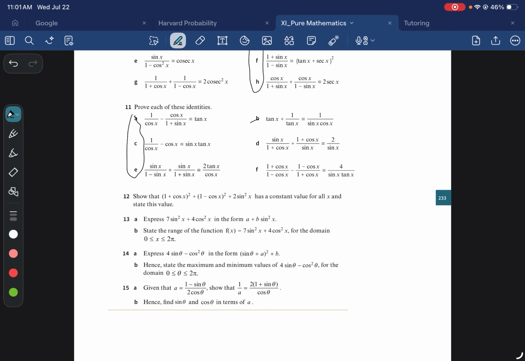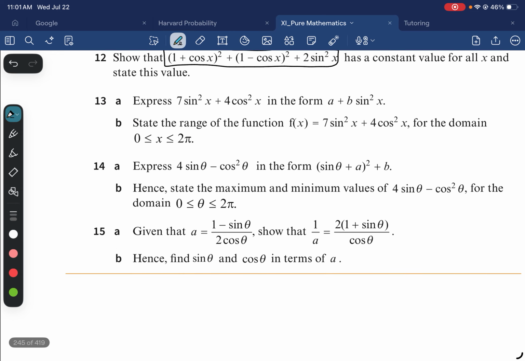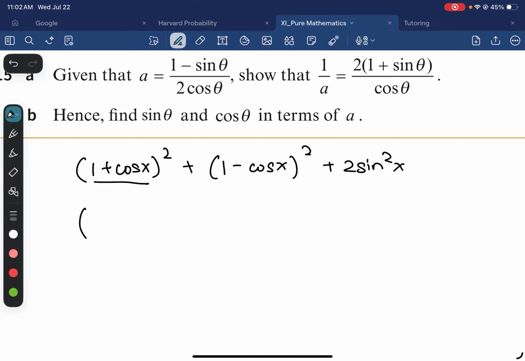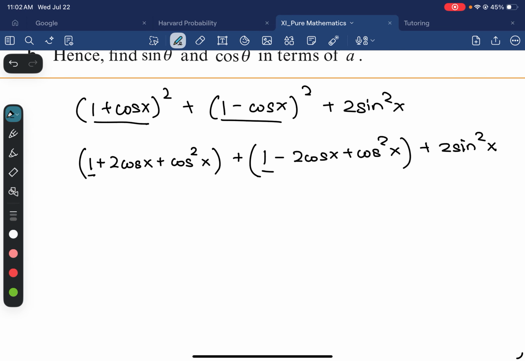All right, so question 12. It says, show that this expression has a constant value for all x and state this value. All right, so we have (1 plus cos x) squared plus (1 minus cos x) squared plus 2 sine squared x. All right, so this term, when I expand it out, I am going to get 1 plus 2 cos x plus cos squared x plus, if I expand this term out, I'm going to get 1 minus 2 cos x plus cos squared x plus 2 sine squared x. All right, 1 plus 1 is going to give me 2. 2 cos x minus 2 cos x will cancel out.